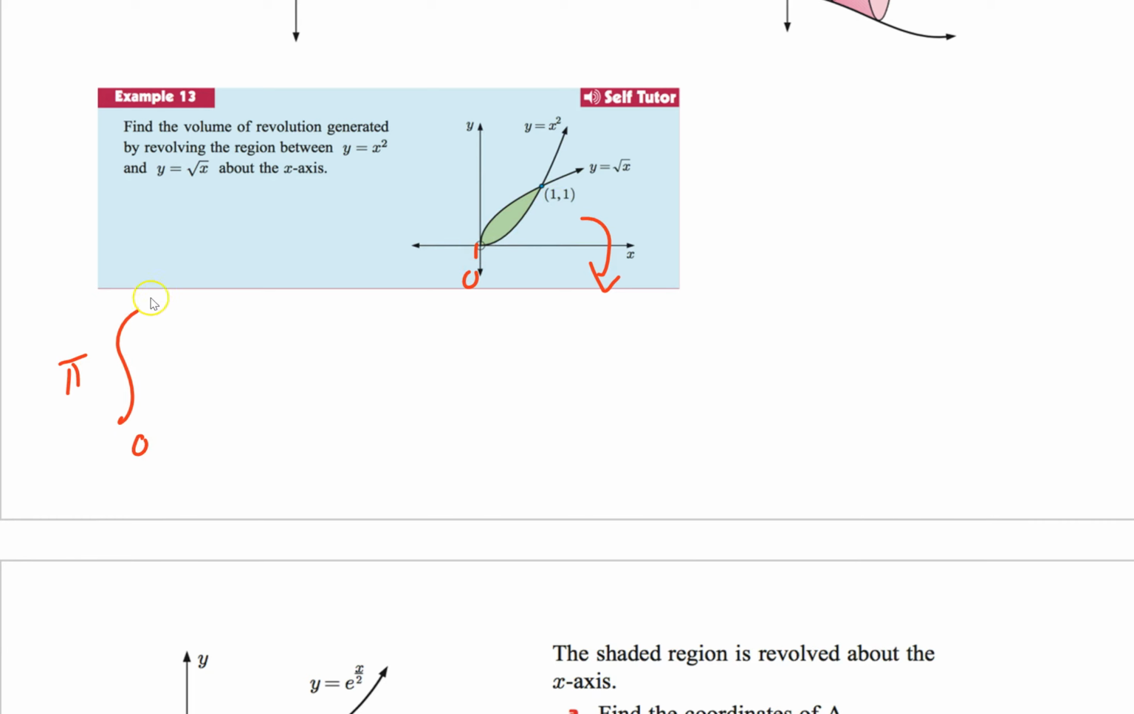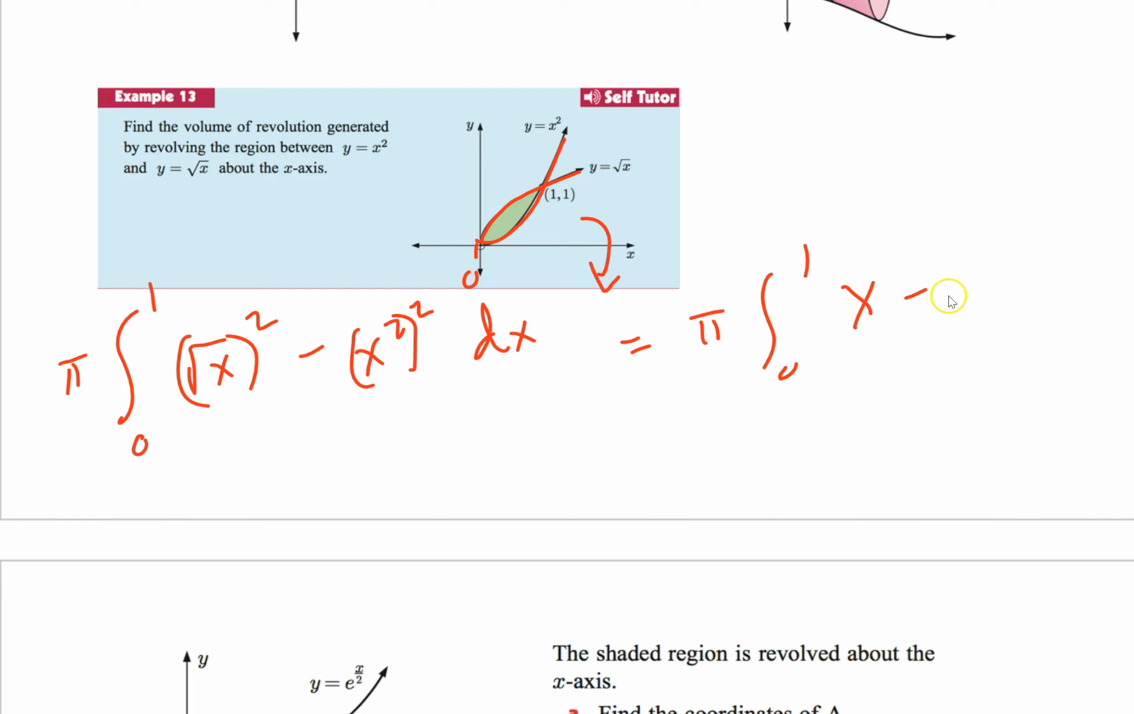They helped us out. Remember, if they didn't give us the intersection point, we got to find it ourselves. Just set them equal to each other. Now the top equation is this one, square root of x, minus the bottom equation, which is this one, x squared. Don't forget we're doing volume, so we got to square them afterwards. Right, so just set it up. Top squared minus bottom squared. So we can simplify that a bit.